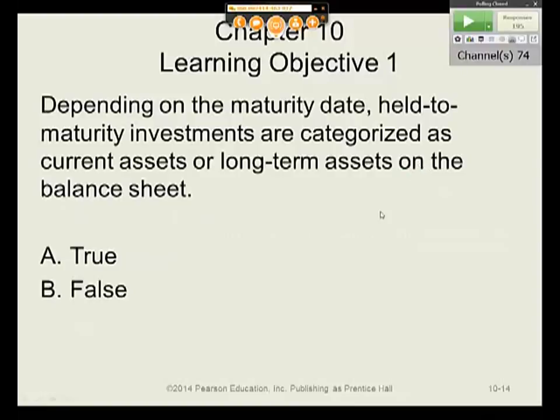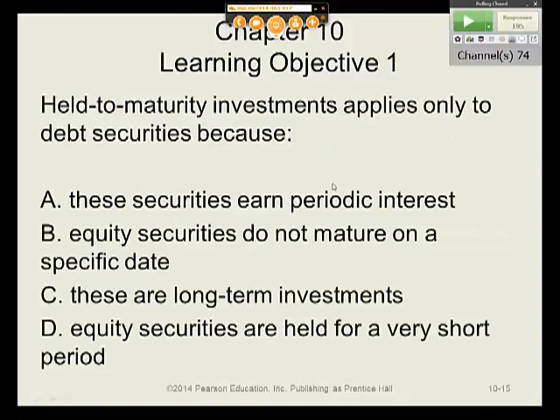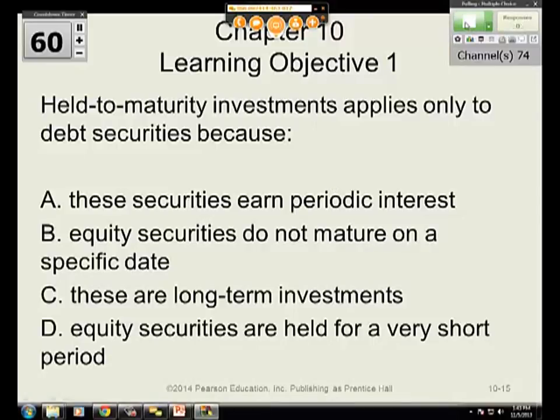Okay, by the way, that one is true. This doesn't matter. All right, here's one. Held to maturity investments applies only to debt securities. That is correct, but why? And then I'll answer your question about preferred stock in a minute. Someone had a question about preferred.